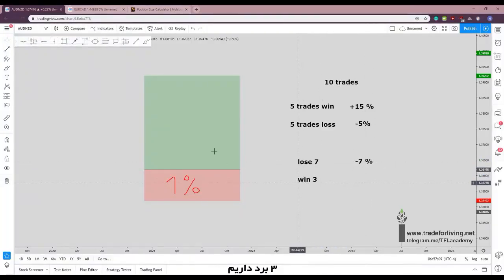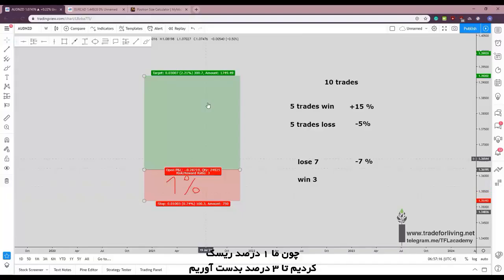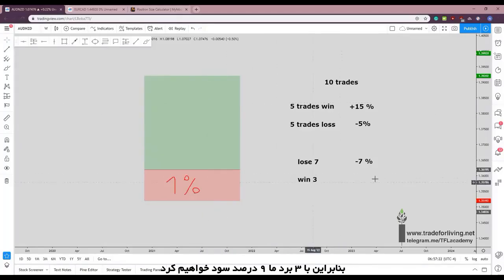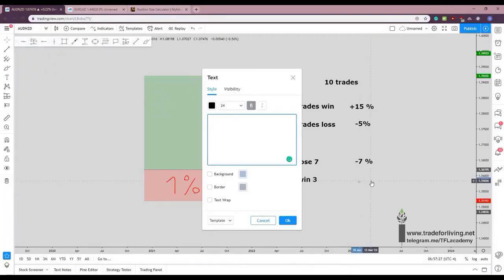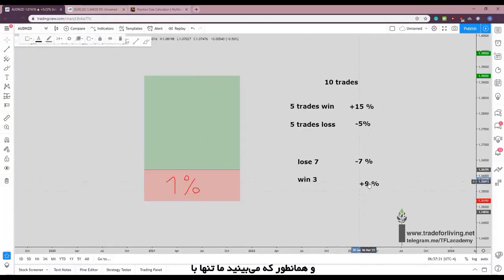But for the 3 trades we win, you need to do 3 times 3, because we're risking 1% to make at least 3%. So if we win 3 trades, it means that 3 times we won 3%. So we will have a gain of 9%. As you can see, you only won 3 trades out of 10. You lost 7 trades and you're still in profit. And that is the secret of trading.